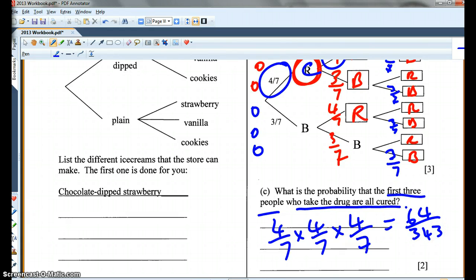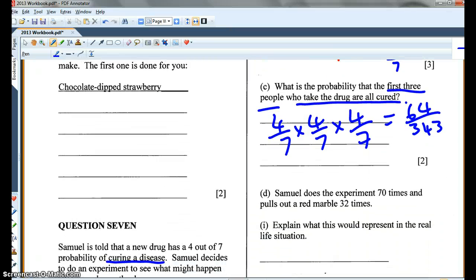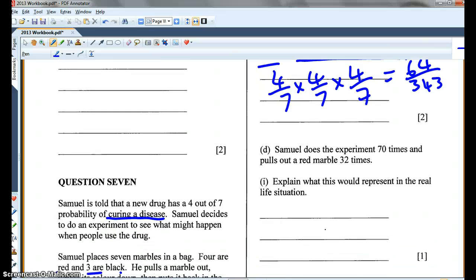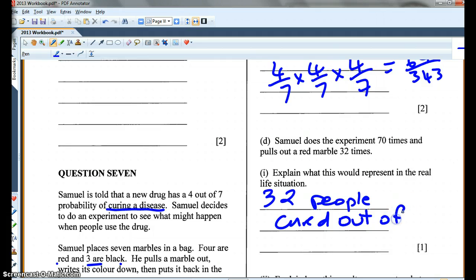64/343. Okay. Then we've got Samuel does the experiment 70 times and pulls out a red marble 32 times. Explain what this would represent in the real life situation. 32 people would be cured. Yes, so the red was the cure. So 32 people cured out of 70 people. That's just under half.